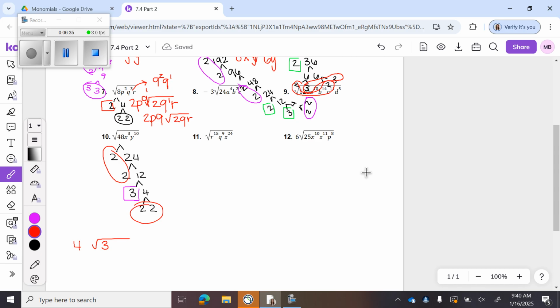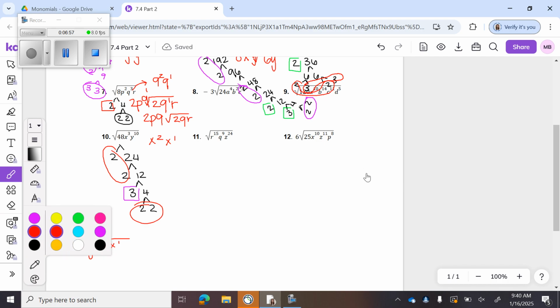I got to divide this x to the third. I've got x to the third. Okay, that's an odd number, so I'm going to make it x to the second and x to the first. This guy I can divide by 2. 2 divided by 2 is 1. This guy's got to stay on the inside because he didn't break down. And then y to the 10th, I can divide that by 2, and I'm going to get y to the 5th.